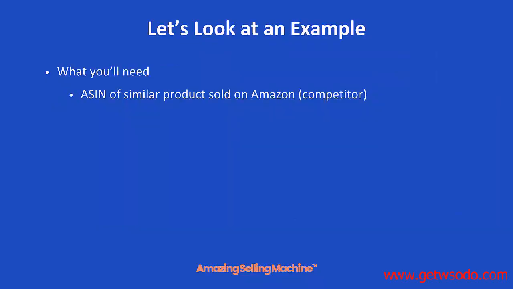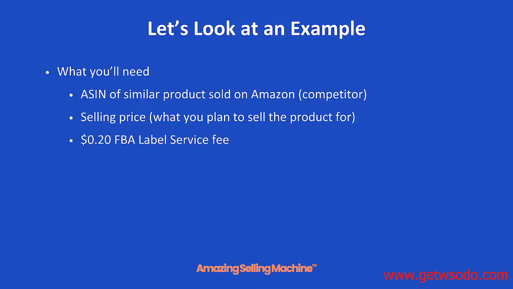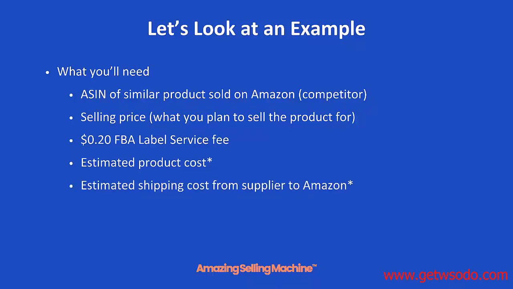The first you need is the ASIN, or the unique identifier of a product sold on Amazon. For this example, we would use the ASIN of a competitor's product, one that's very similar to the one that we're looking to sell, in order for Amazon to accurately know the size and weight of that product. Then we also need to know what the selling price is that we plan on selling the product for.